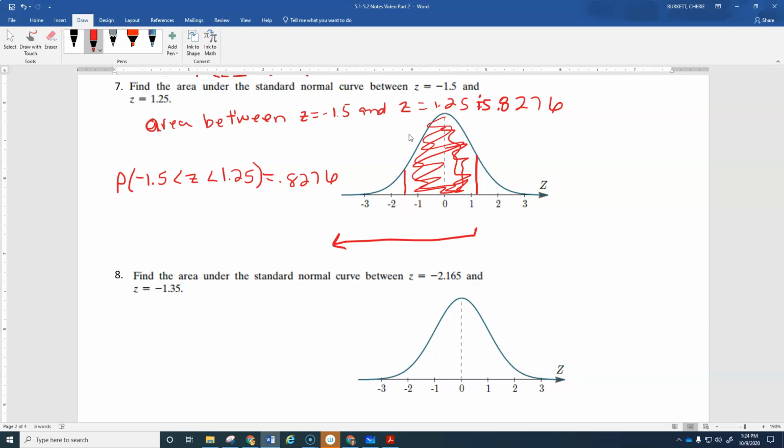And remember what we did was we found this one right here, 0.8944. And then we found this one, which was 0.0668. And then we subtracted 0.8944 minus 0.0668, and that gave us 0.8276. Okay, so see if you can do this one. It's great if you can do it by hand. If not, do it on StatCrunch, and I will check back with you in just a minute.